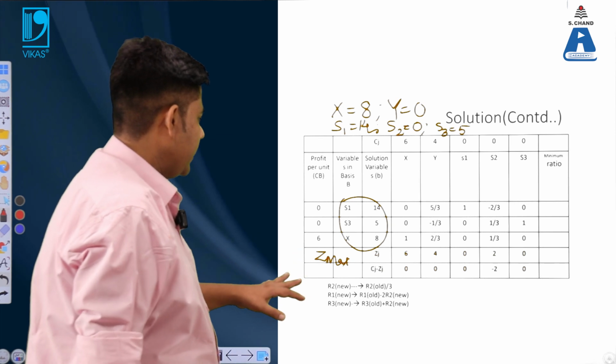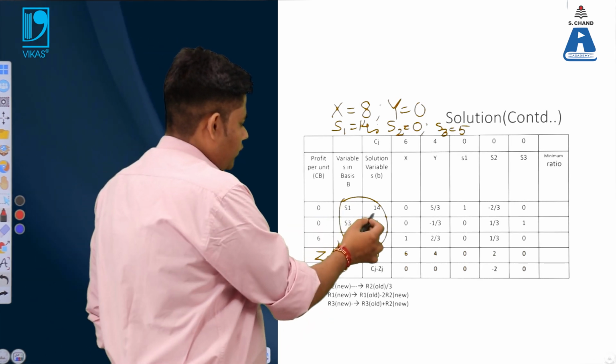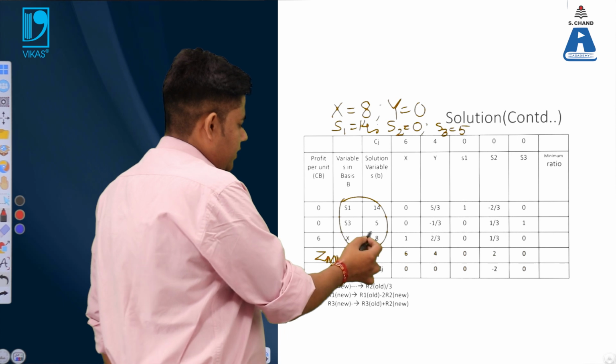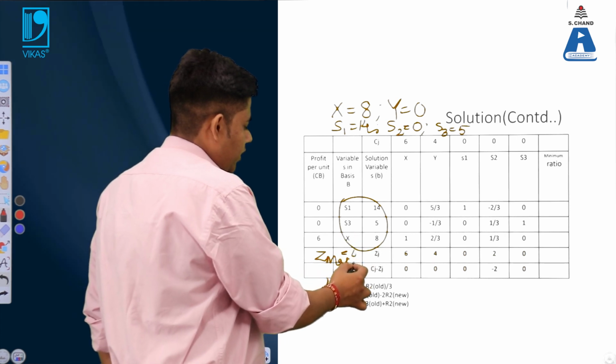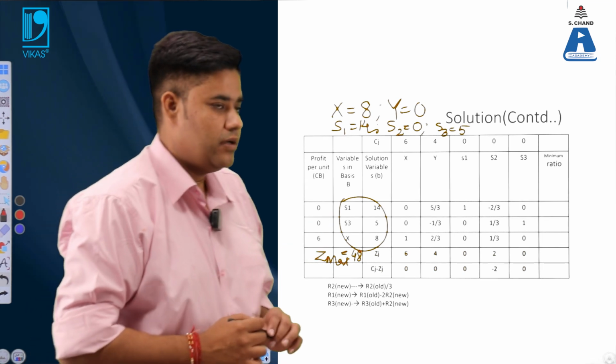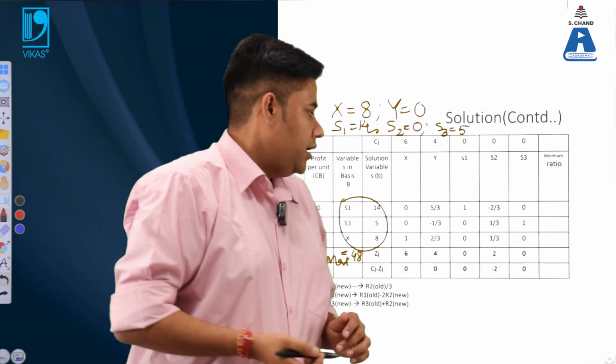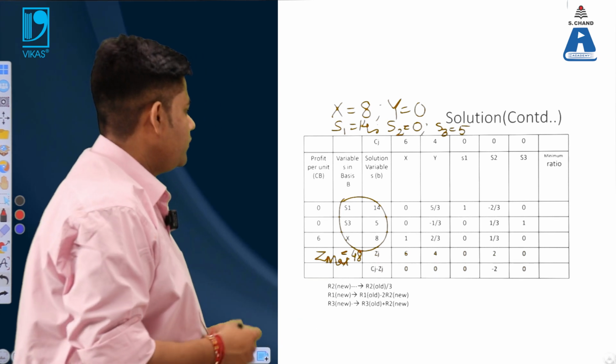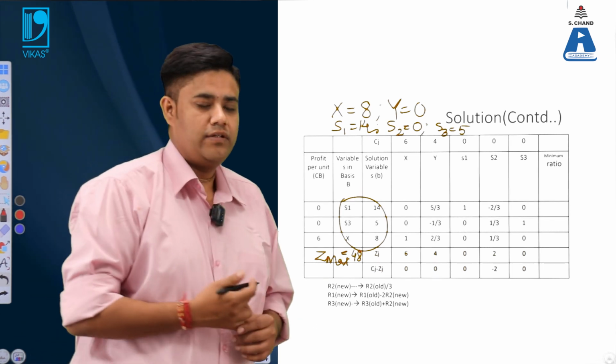So how to calculate the Z max part? That would be 0 into 14 plus 0 into 5 plus 6 into 8. So 8 into 6 is 48. That means the maximum value after having the elements of x as 8 is 48. So this would be the final result after the optimization.